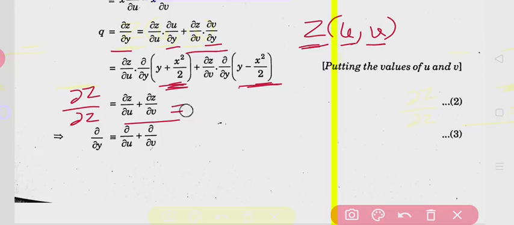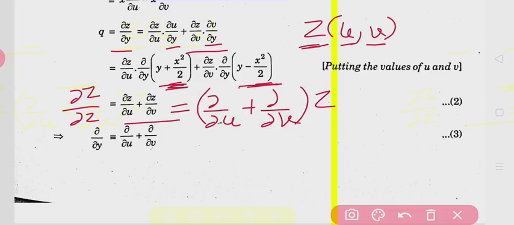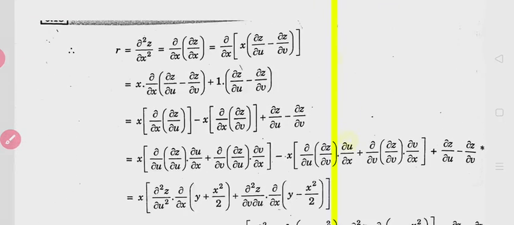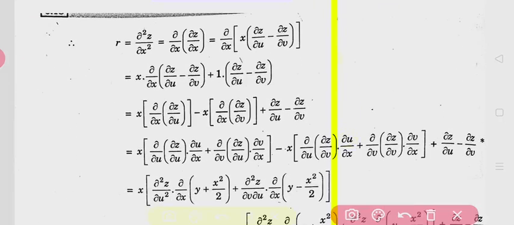Okay. And we can rewrite this, when you take the z there, that will be the operator ∂/∂u plus ∂/∂v of z. So that means, sorry, this is ∂z/∂y. So you can check that ∂/∂y is the operator on z, ∂/∂u plus ∂/∂v is the operator on z. So that means ∂/∂y is equal to this thing. So I write down this operator. Similarly, find out the value for r also. But what is r? r is ∂²z/∂x².